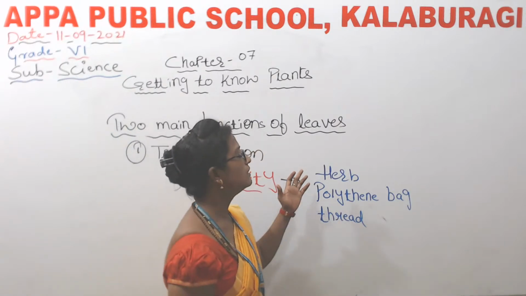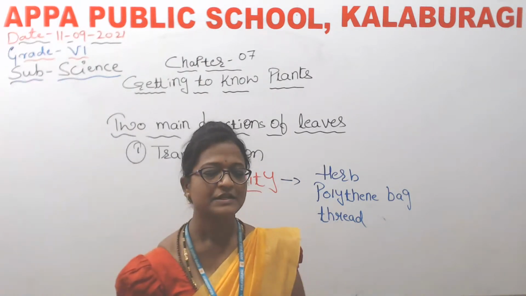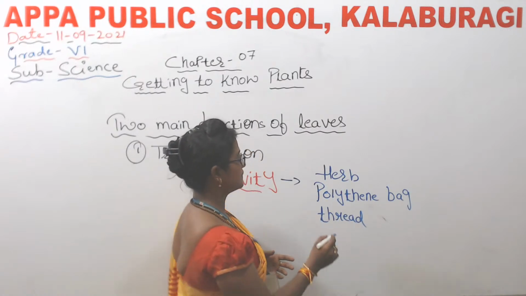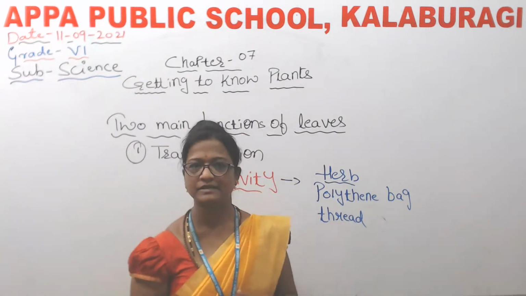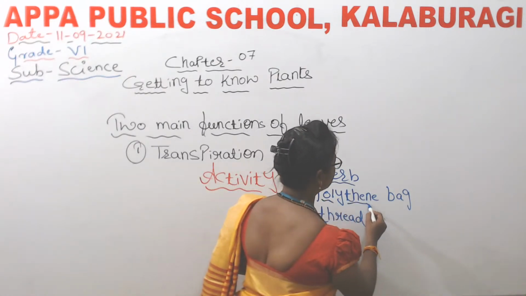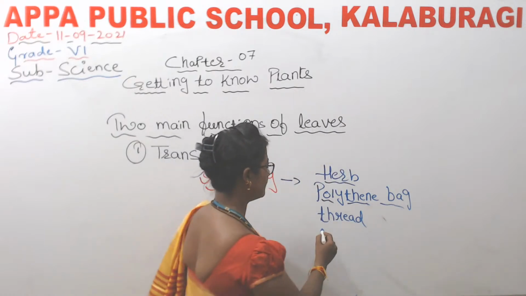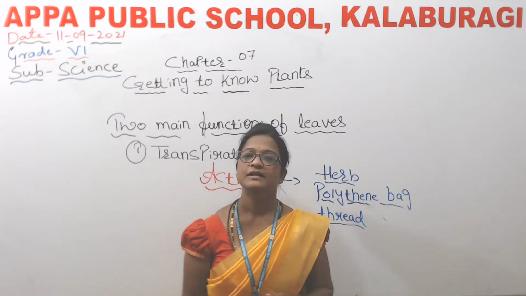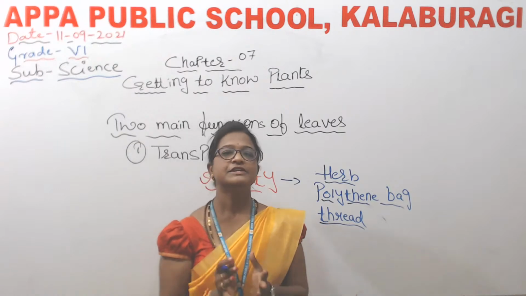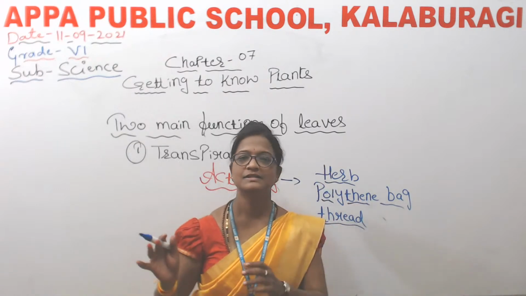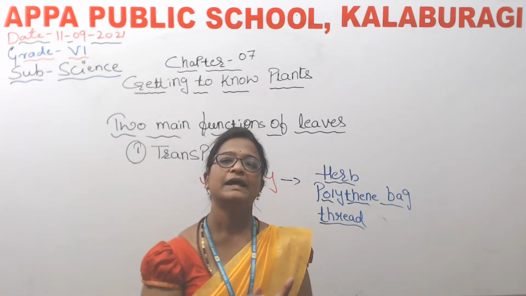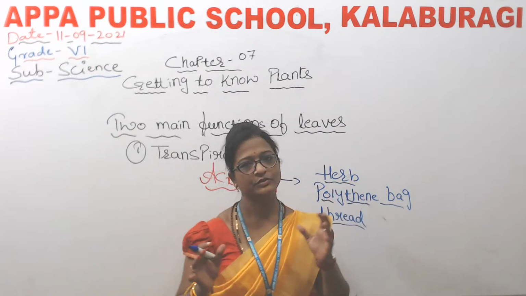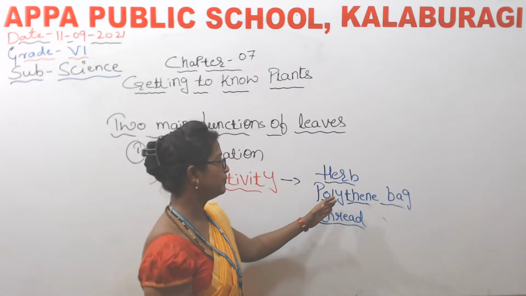So first we need a herb, a plant which is well watered and healthy. Next we need a polythene bag, and even we need thread. The best time to conduct this activity is during daytime. Just keep a pot with a herb plant under the sunlight during the daytime only, children, and then take one polythene bag.